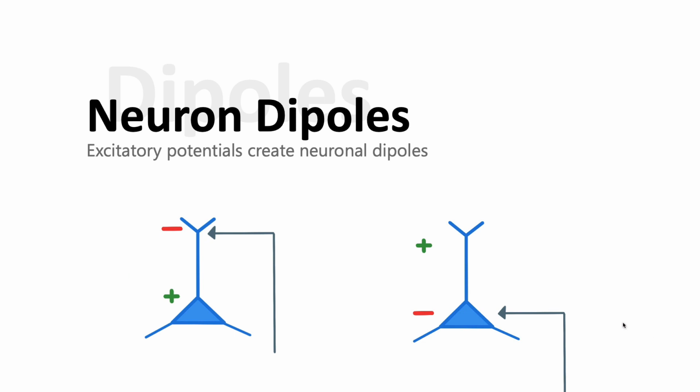Excitation of the dendrite near the soma, however, leads to a different result. The negative region is more in the location of the soma as positive ions rush in from the synapse in this region, creating what is known as a passive source closer to the apical dendrite.